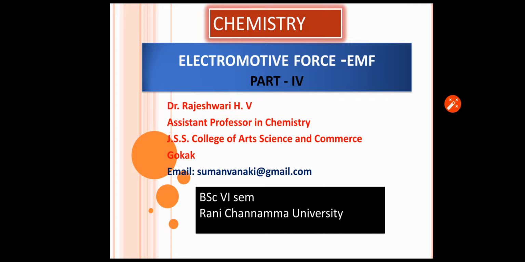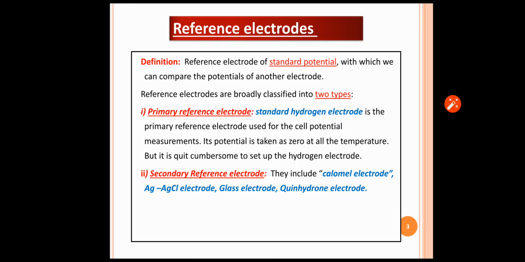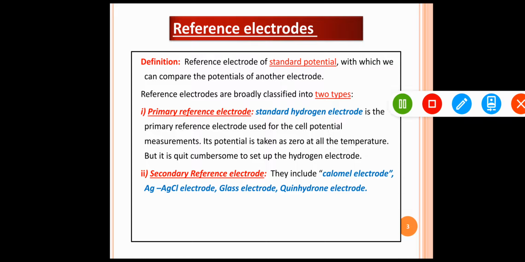In the previous video, that is electromotive force part 3, I had explained the topics different types of electrodes and how to represent a cell. In this video, I am going to explain the types of reference electrodes, then construction and working of hydrogen electrode, determination of pH using standard hydrogen electrode. So first let us understand what is a reference electrode.